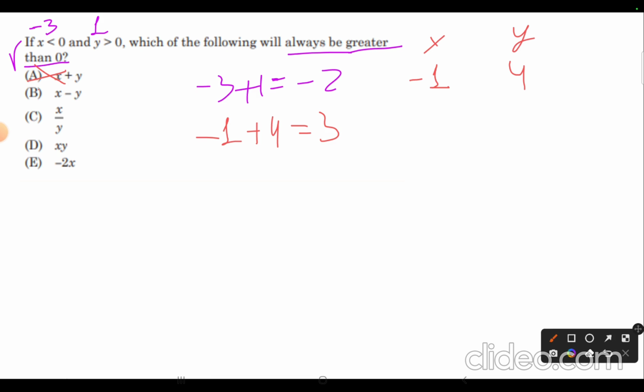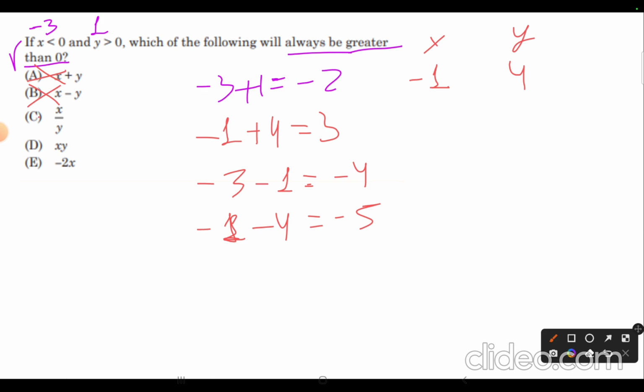For B, x minus y, let's use the same numbers, -3 and 1. -3 minus 1 will be -4. It's negative. Even when we use the second pair, -1 and 4, -1 minus 4, we have -5. So whatever numbers we substitute, we have a negative value. That's why it's not B. We need something positive, always greater than 0.